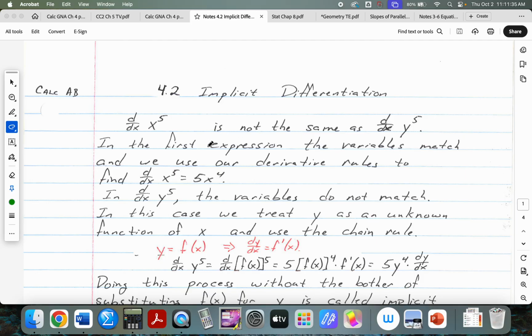But you may not grasp the subtlety here. The derivative with respect to x of x to the fifth is 5x to the fourth, right? Notice that what we're taking the derivative with respect to and the variable match one another. But in this one, the variable that we're taking the derivative with respect to doesn't match this variable. So what we're going to do is treat y as an unknown function of x and then use the chain rule.